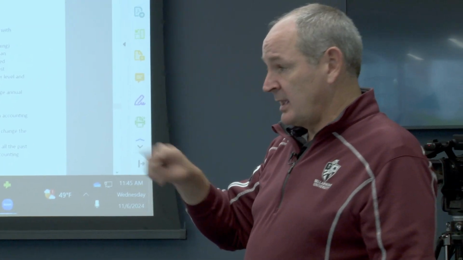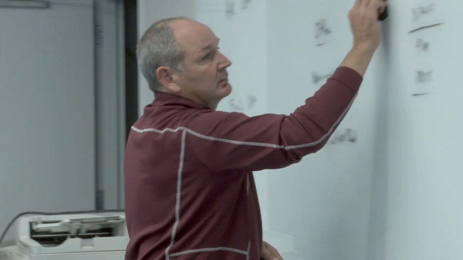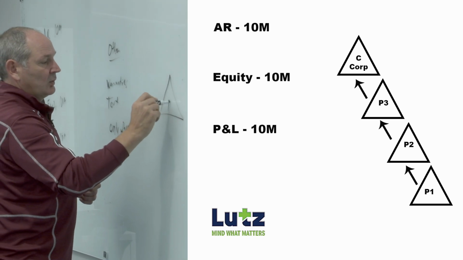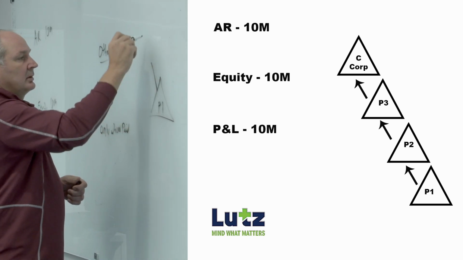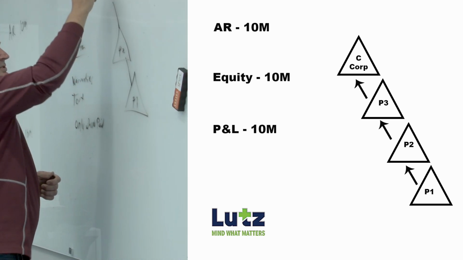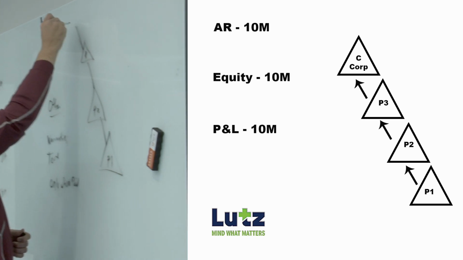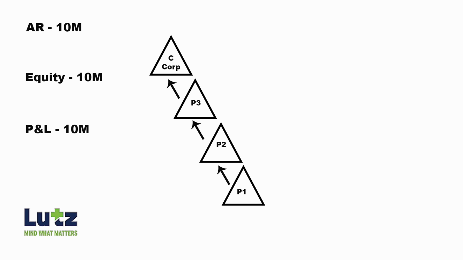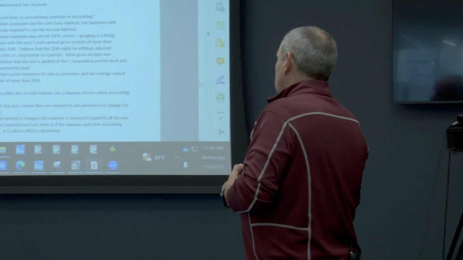And where that's a real pain is what happens when you have P1, which is owned by P2, which is owned by P3, which is owned by a C Corp. How the hell are you going to know at P1, through that chain, that there's a C Corp involved? I hate it. So I just assume it doesn't exist. Somebody's going to have to tell me.